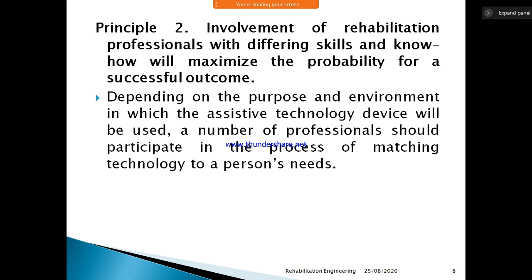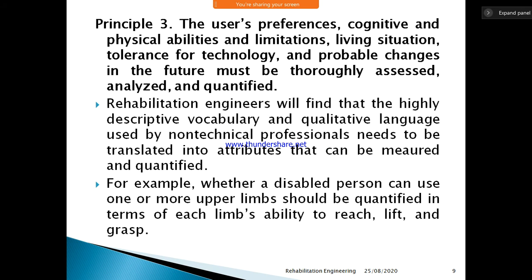And the second principle is involvement of rehabilitation professionals with differing skills and know-how will maximize the probability for a successful outcome, depending on the purpose and environment in which the assistive technology device will be used. A number of professionals should participate in the process of matching technology to a person's need. In this context, we have seen that one-third of the persons are not continuing with the assistive device. They are not willing to continue with that assistive device.